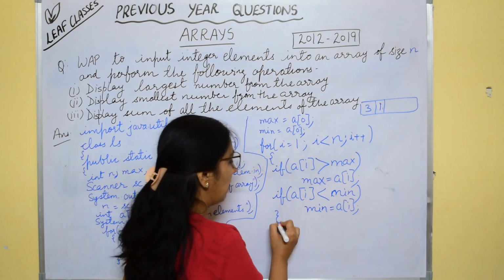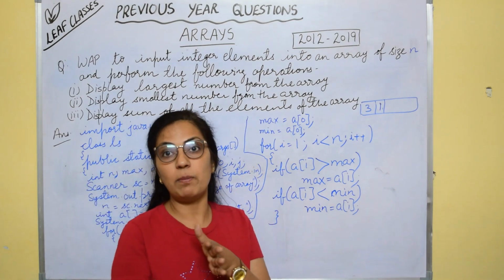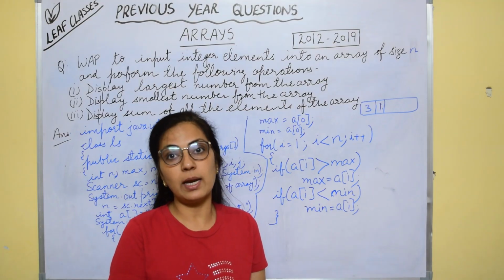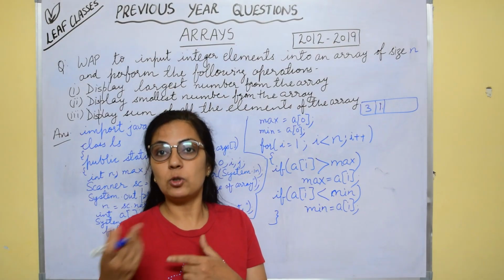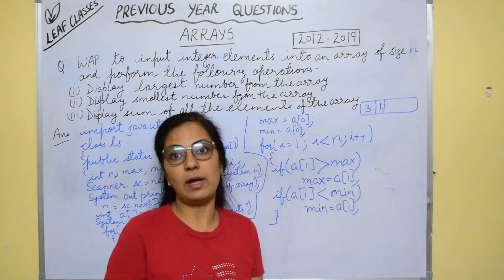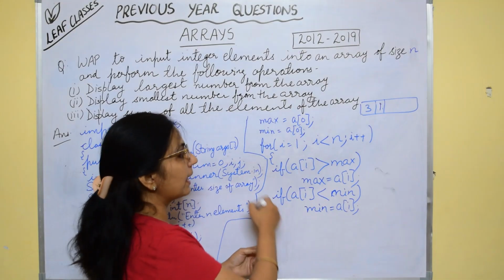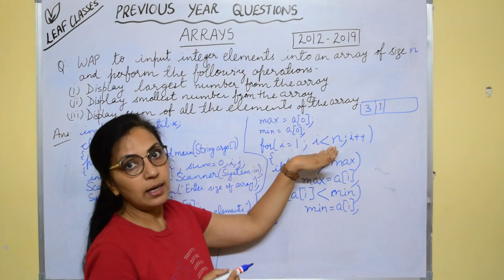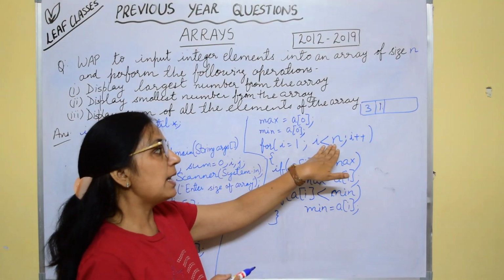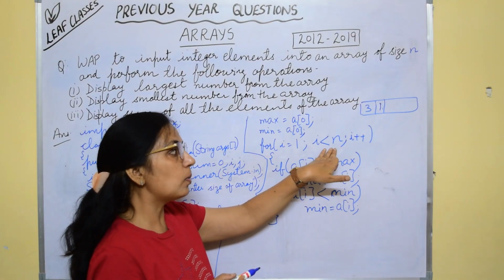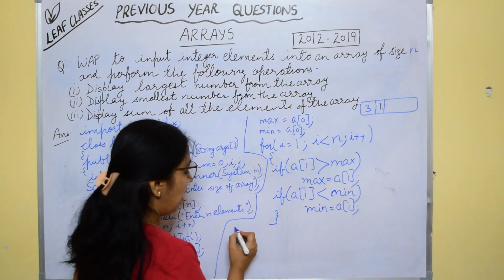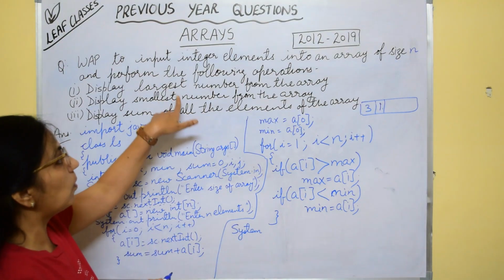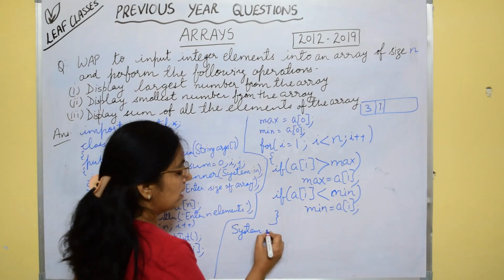ऐसे ही वैल्यू कंपेयर करते जाएंगे. जहां पर हमको बड़ी वैल्यू मिली मैक्स वेरिएबल में वो वाली वैल्यू को स्टोर करेंगे और अगर वैल्यू छोटी मिली तो min में वो वाली वैल्यू को स्टोर करेंगे. And we will continue this process till the end of the loop. That means till less than n, up to n minus 1, it will go. After this you will give 3 print statements to display what is asked in the question.